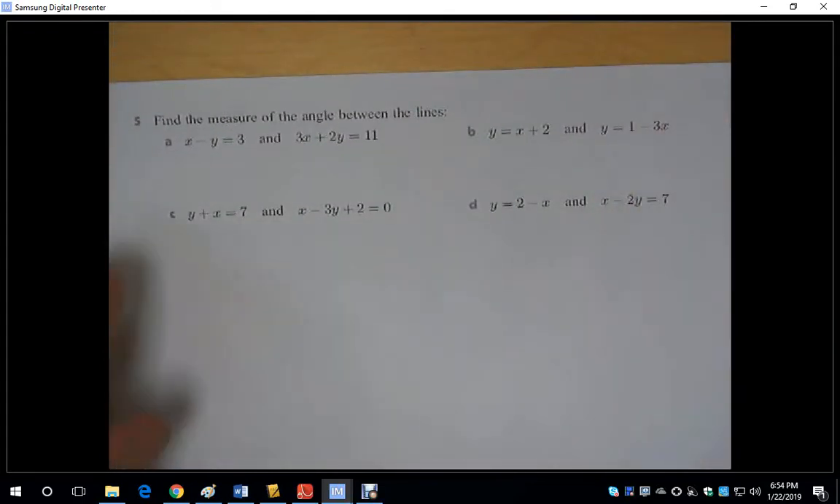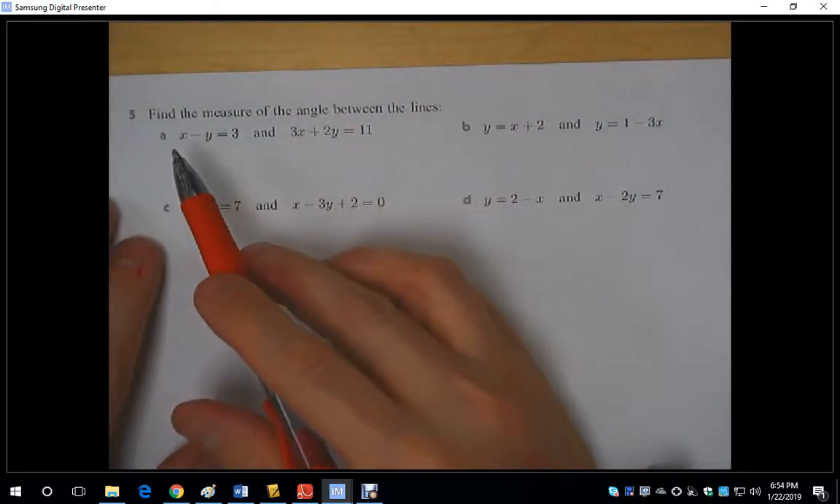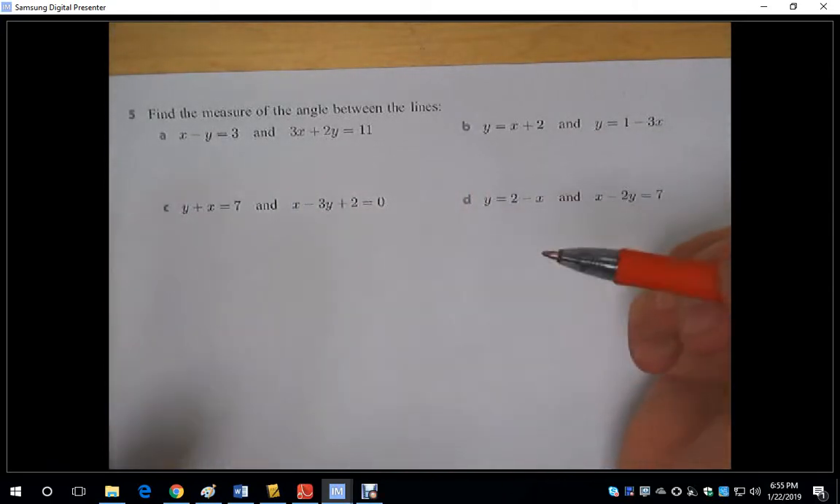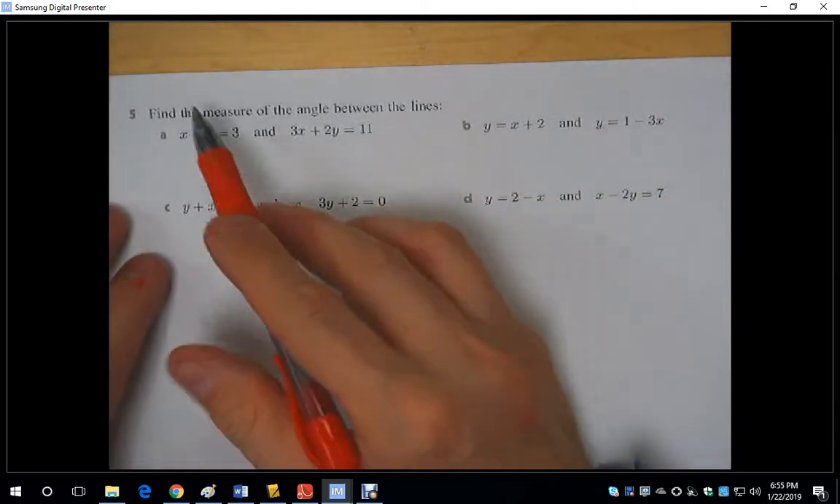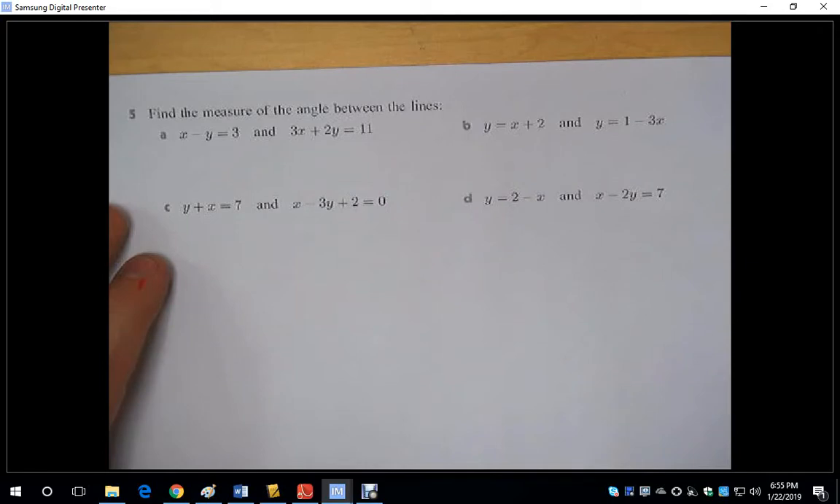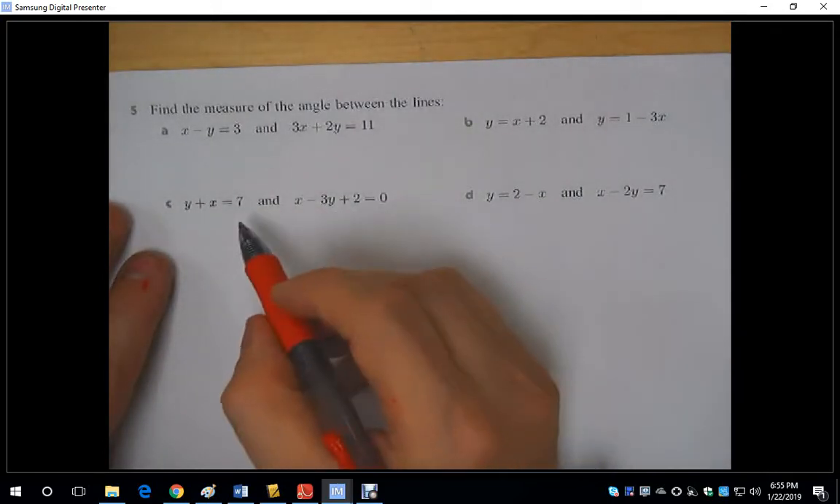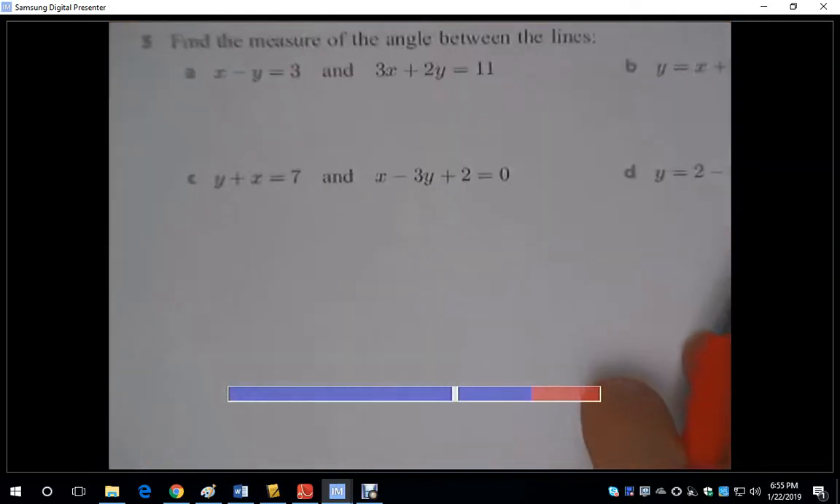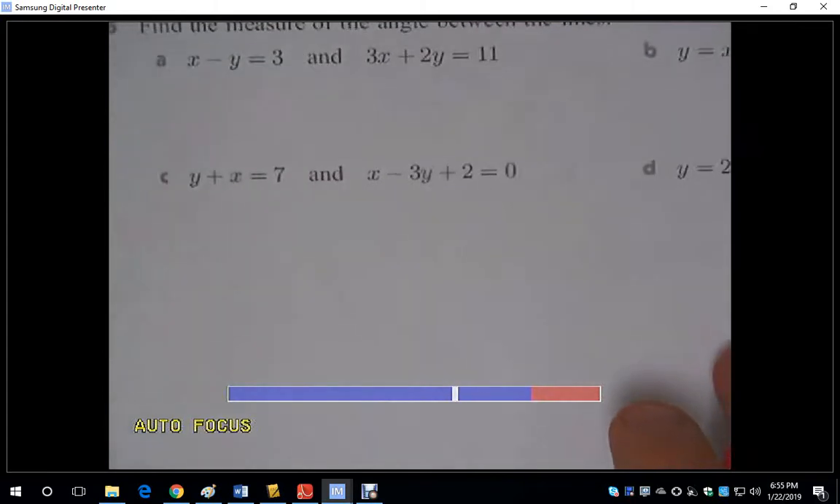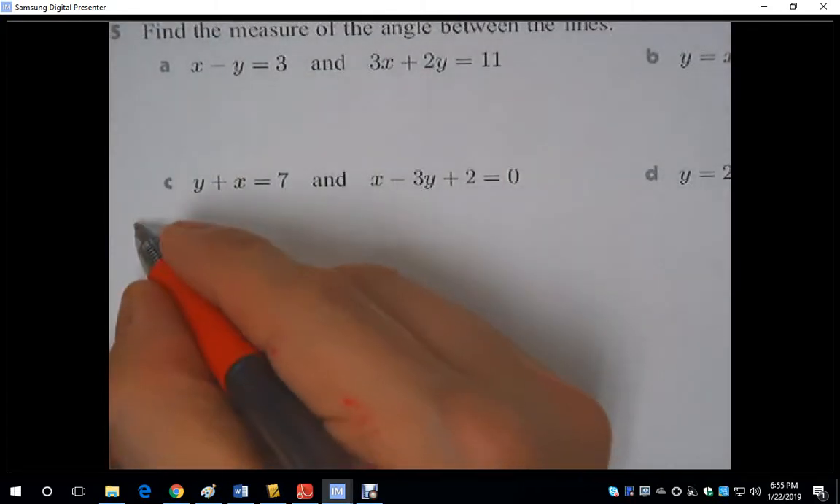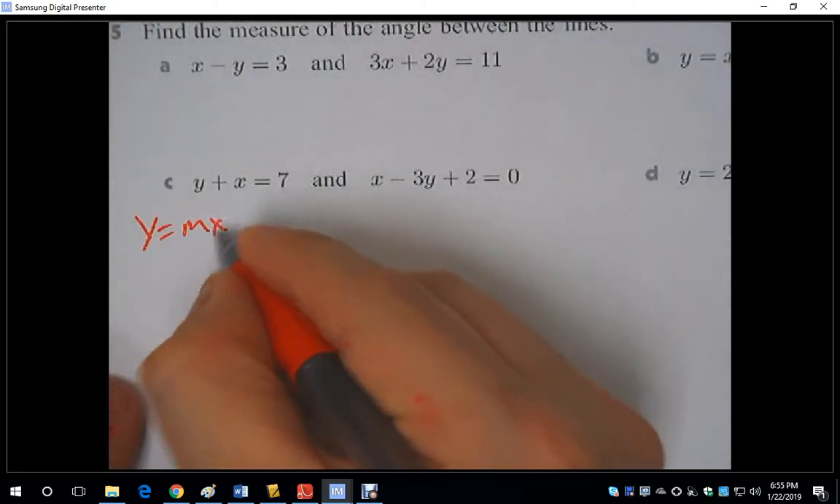So I'm going to do one more problem and then we'll be done with this particular video. So for number 5, there are 4 different problems. I'm just going to do one. It says, find the measure of the angle between the lines. So both of these equations are written in Cartesian equations. So I'm going to rewrite both of these in slope-intercept form, y equals mx plus b.